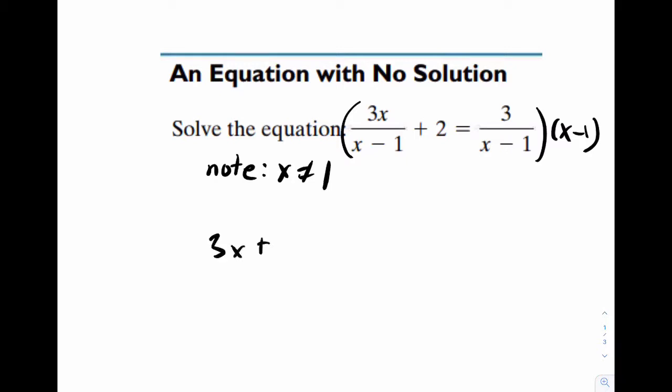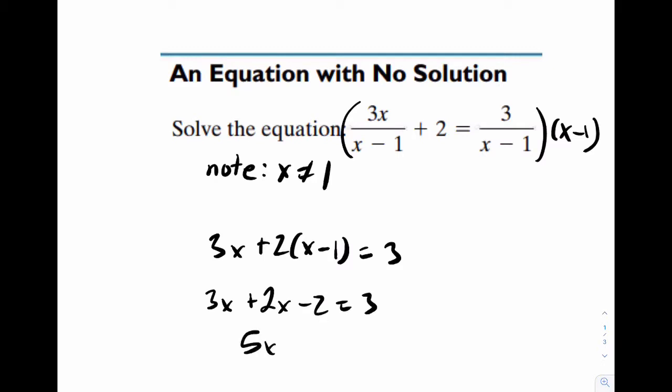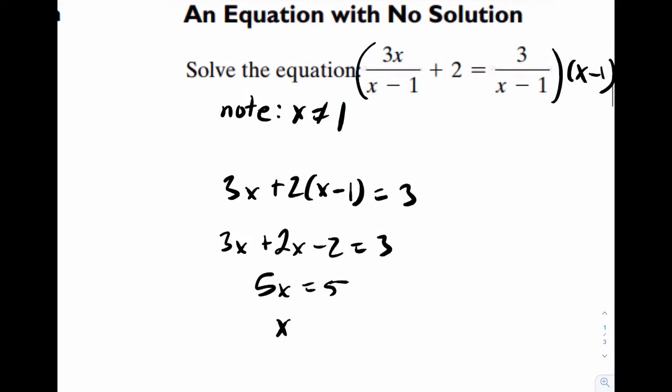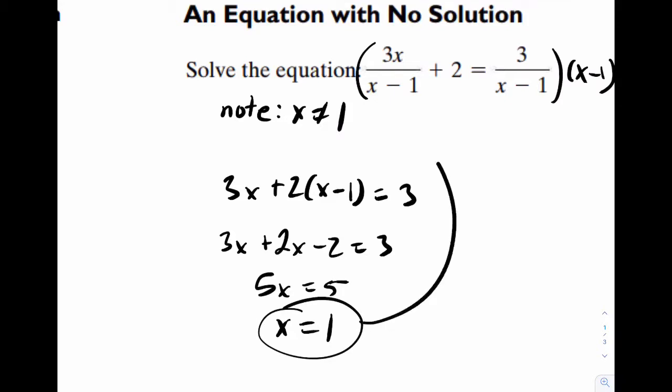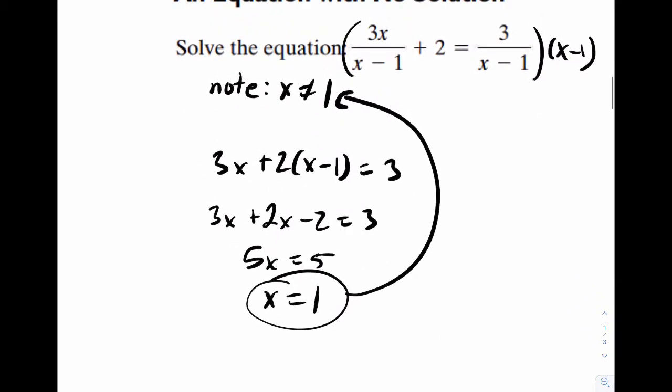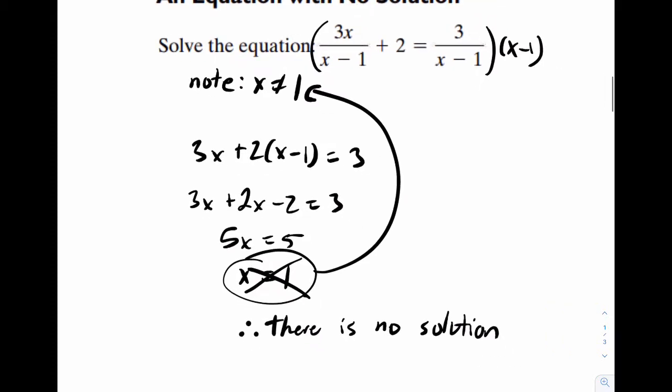We get 3x plus 2 times x minus 1. That equals 3. Let's work it out. 3x plus 2x minus 2 equals 3. 5x equals 5. And x is equal to 1. Now, a lot of people, especially in the SAT, would circle this and say we're good. However, you have to remember to check with our restriction. X can't be 1. So this is saying x is 1, but we know x can't be 1. Therefore, we cross that out. There is no solution. And that is our final answer.